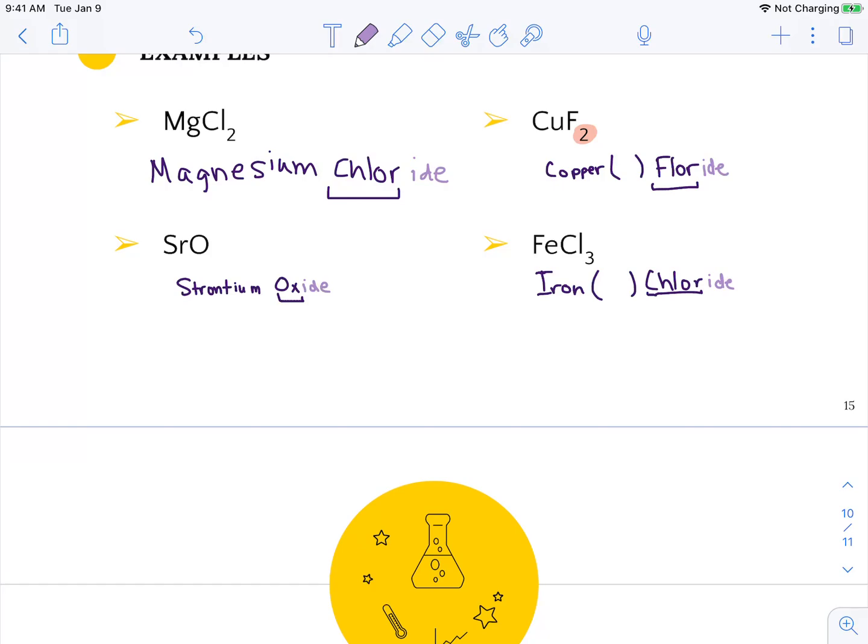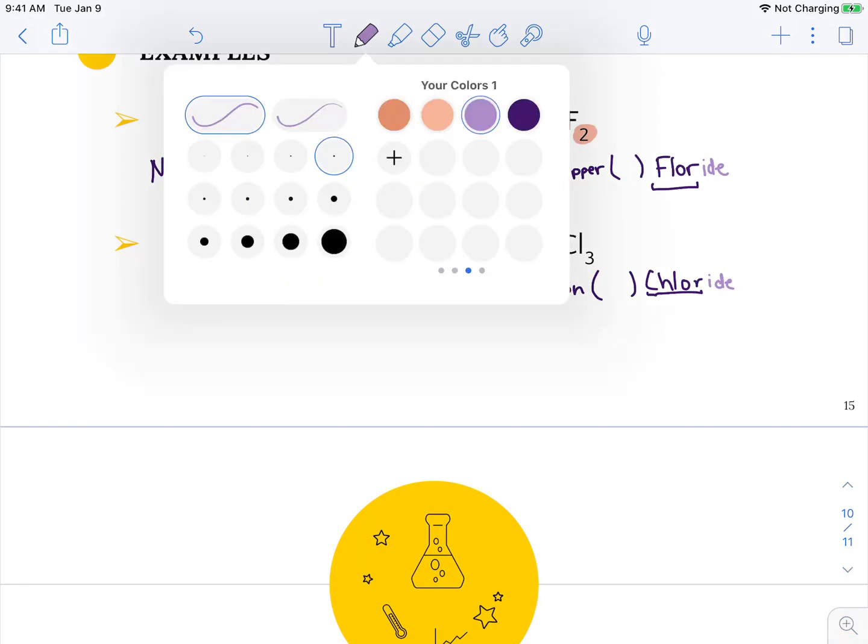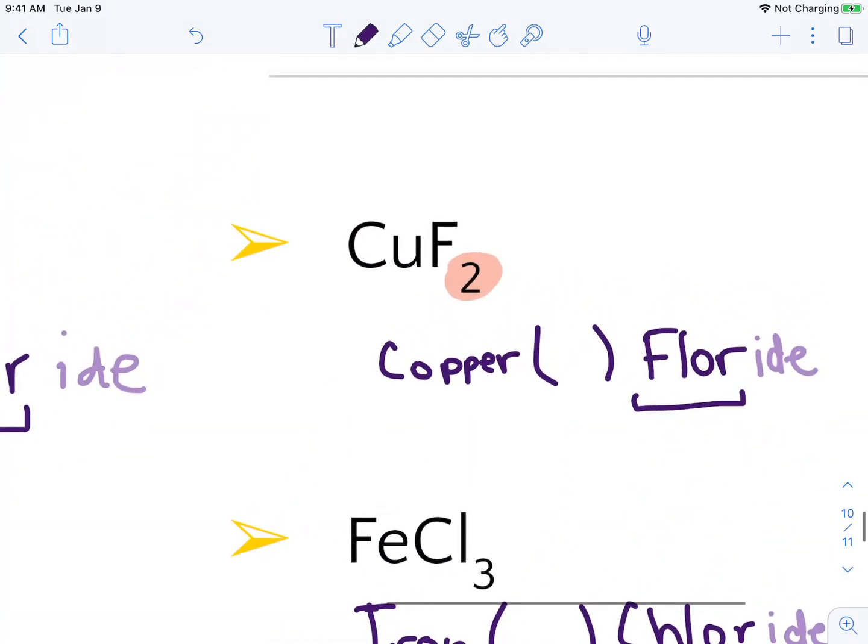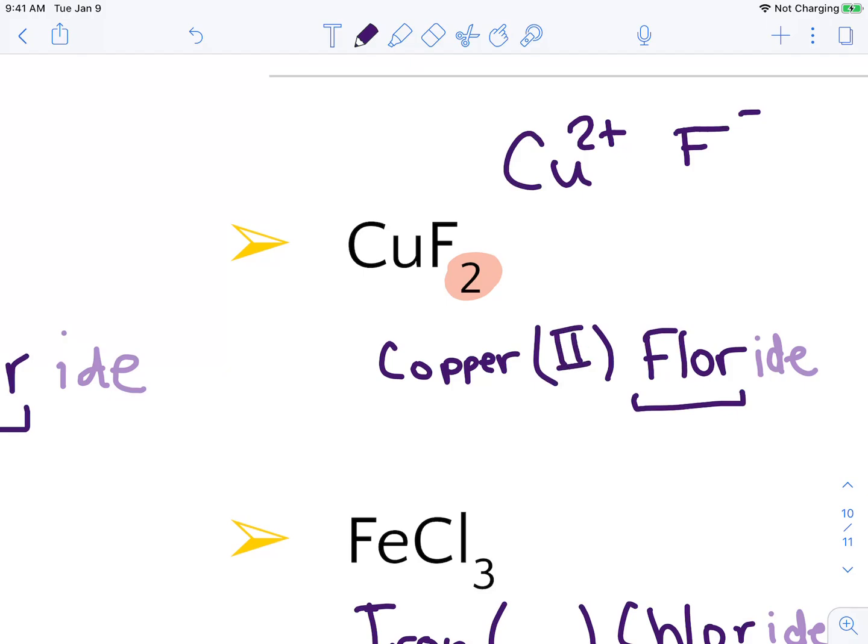And now let's talk about the Roman numerals. So fluorine, being a halogen, I'm going to work backwards here, originally had a -1 charge. Okay? If I needed 2 of them, that must have meant that copper had a positive 2 charge. Which means that copper is going to get the Roman numeral 2.